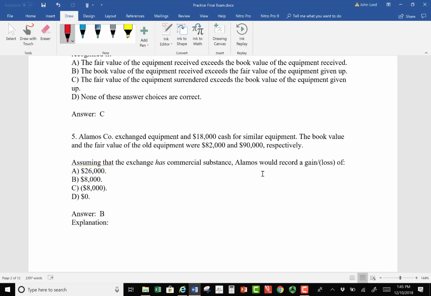And so what happens? We've got an $8,000 difference. Since the transaction has commercial substance, then we've got what, an $8,000 gain here? And the gain, parentheses means loss, no parentheses means gain.